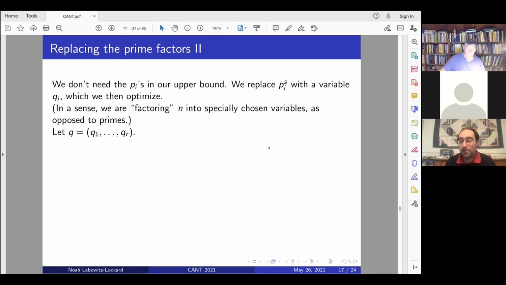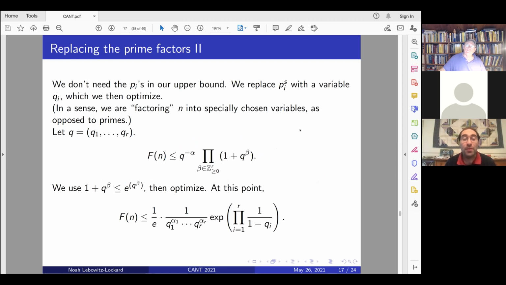And so here's the clever trick that's actually similar to something that Balasubramanian and Srivastava had done in their work, which is instead of using P1 through PR, I'm going to create a new set of variables called Q1 through QR. And we're going to replace each instance of p_i to the s with q sub i. Then we're going to optimize those q sub i's. So I'm going to let q be the vector q1 through qr. And then we're going to, in a sense, factor n into these variables.